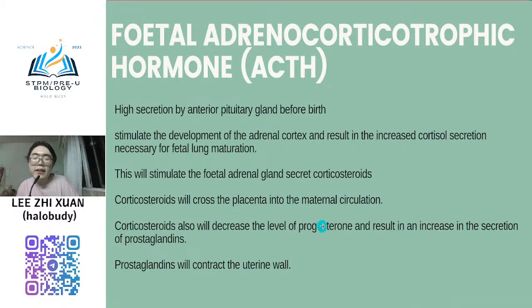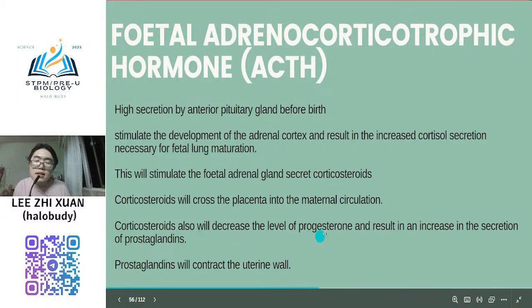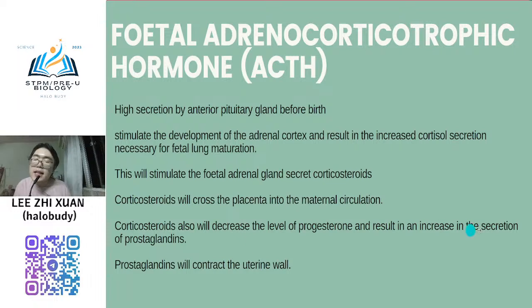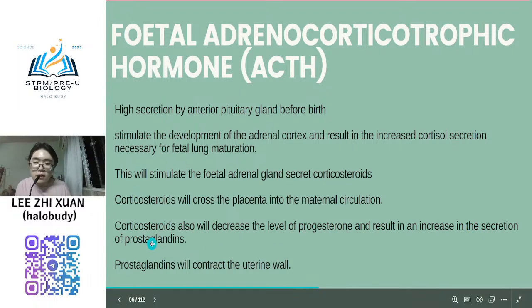That is one of the reasons why your progesterone level is decreased. Because you need to know that a high level of progesterone will inhibit uterine wall contraction. So during birth, your progesterone cannot be too high. So how to decrease it? ACTH will stimulate the adrenal gland to secrete a hormone we call corticosteroid hormone. This hormone will act on the placenta into the maternal circulation, and it will decrease your level of progesterone. Then this will result in an increase in your secretion of prostaglandin.